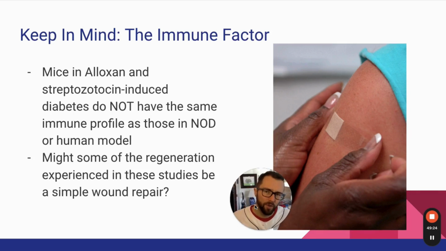And then, of course, the immune factor, right? Mice in the alloxan and streptozotocin-induced diabetes don't have the same immune profile as those in the NOD or the human model. So this is important for people looking at numerous research studies, right? So you could have the same, like turmeric, again, just from what we referenced before, turmeric's impacts in the alloxan and STZ-induced diabetes model might have different impacts in the NOD diabetic model. It's got different things to pay attention to.